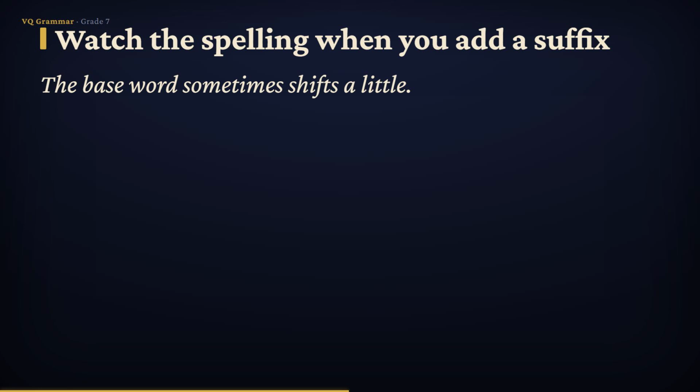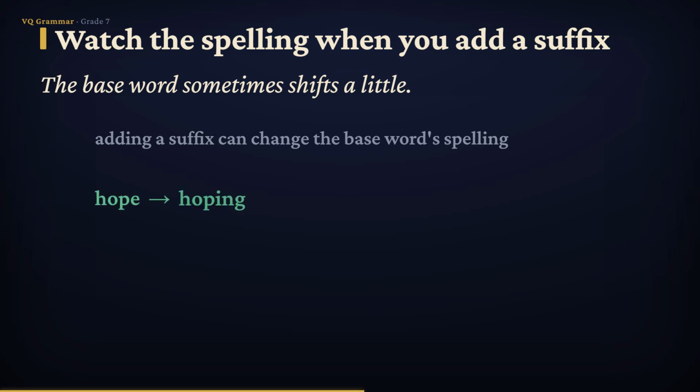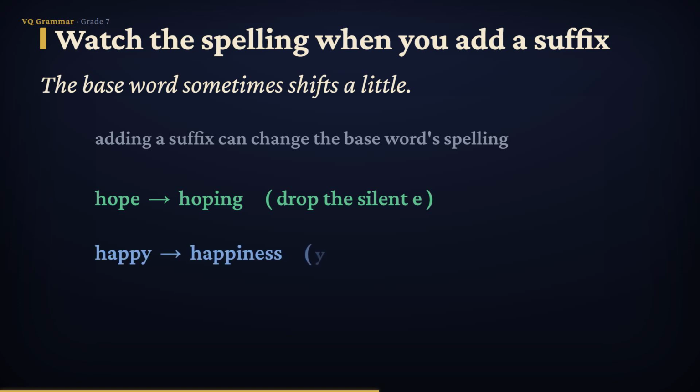When you add a suffix, the base word's spelling sometimes changes. First, if the base ends in a silent E, you usually drop that E before an ending like ing. Hope becomes hoping, not hopeing. Second, if the base ends in a Y, that Y often changes to an I before most suffixes. Happy becomes happiness, not happyness.